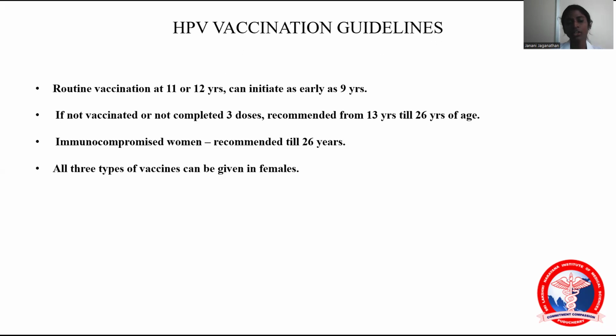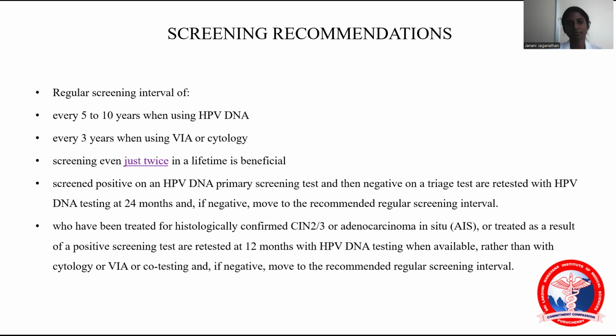HPV vaccination guidelines: routine vaccination at 11 or 12 years, which can be initiated as early as 9 years of age also. If not vaccinated or not completed 3 doses, this vaccination can be recommended from 13 years till 26 years of age. For immunocompromised women also, this vaccination is recommended till 26 years of age. All 3 types of vaccines can be given in females. This vaccination will also prevent vaginal intraepithelial neoplasia, anal cancers, and vulval intraepithelial neoplasia, in addition to prevention of cervical cancers and pre-invasive cervical lesions.